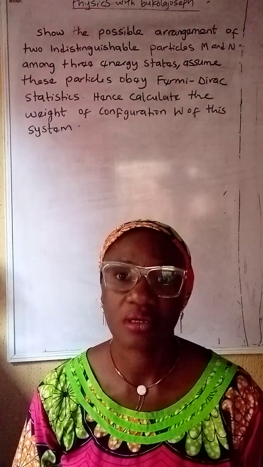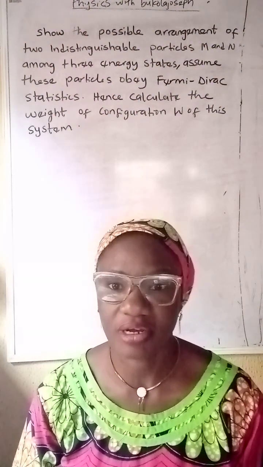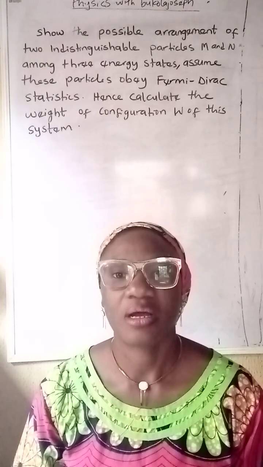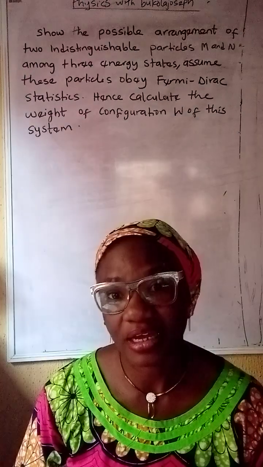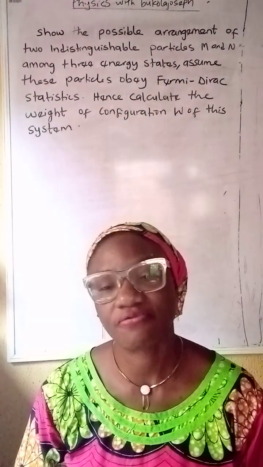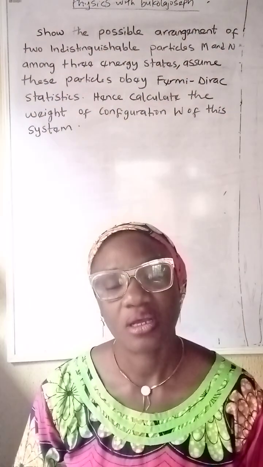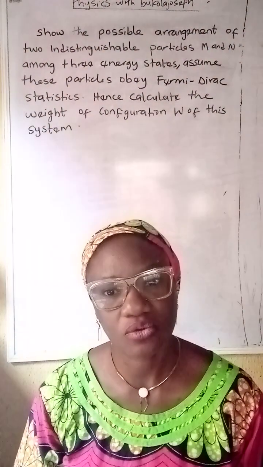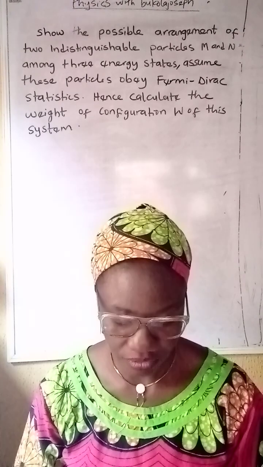So we are going to be solving a problem on statistical physics, and this question has to do with Fermi-Dirac statistics. We have done that of Bose-Einstein in the last video, so we are going to be doing Fermi-Dirac statistics. Let's see how we are going to solve this problem. Let me read the question. The question is on the board. I'll read from the manuscript.